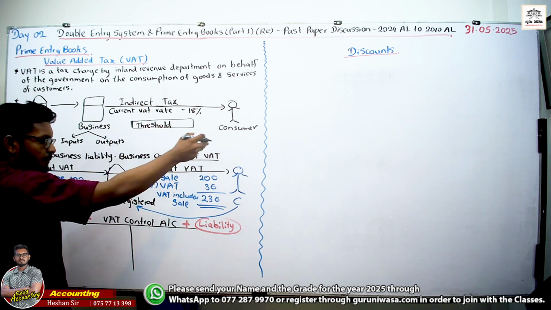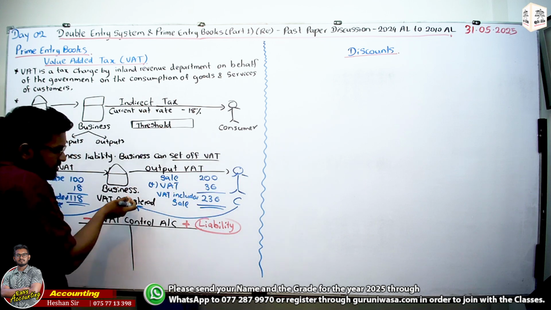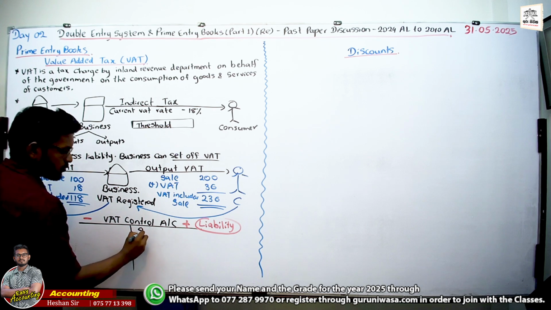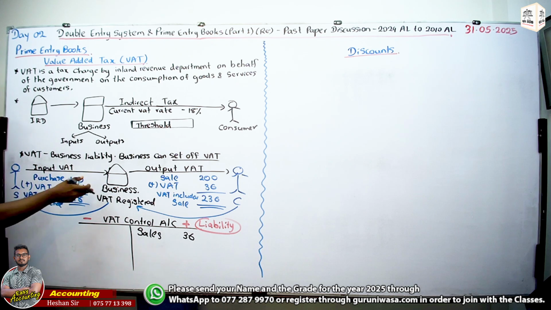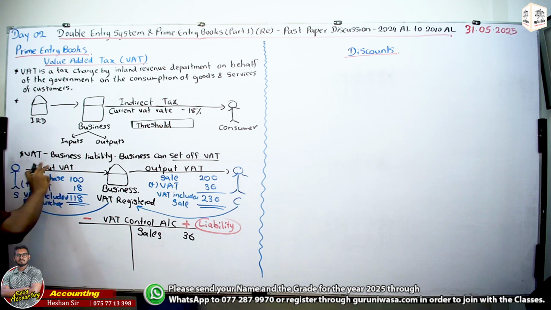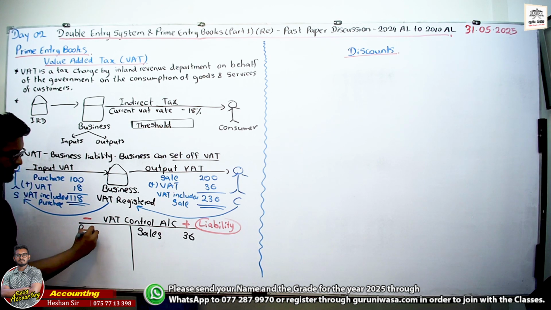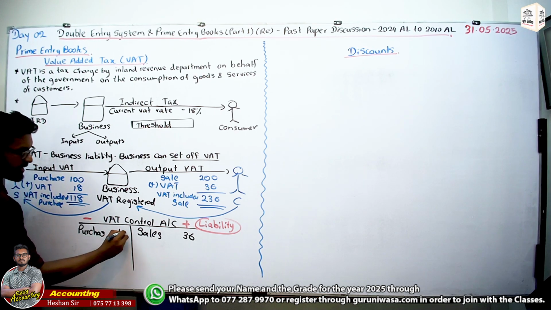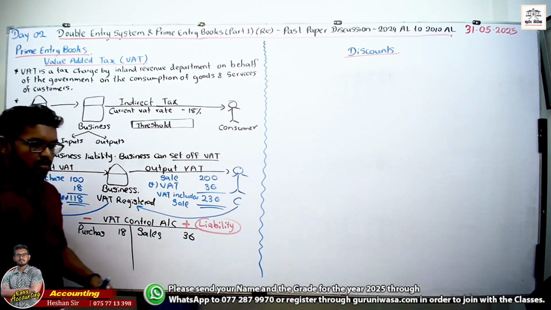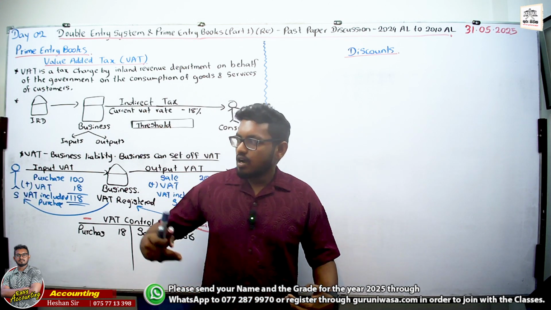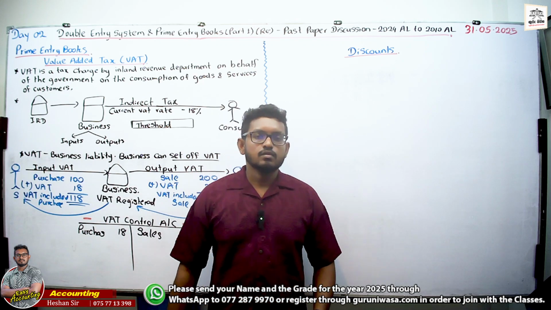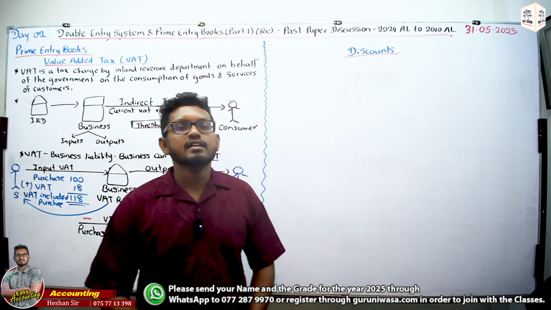Why? The VAT we collect on the sale, we need to give to the government. So the VAT included sale is 36. We gave 18 rupees to this person. When we pay VAT to another party, we can claim it from the government. The VAT we collected is 36 and the VAT we paid is 18. We set those two off and pay the balance to the government.